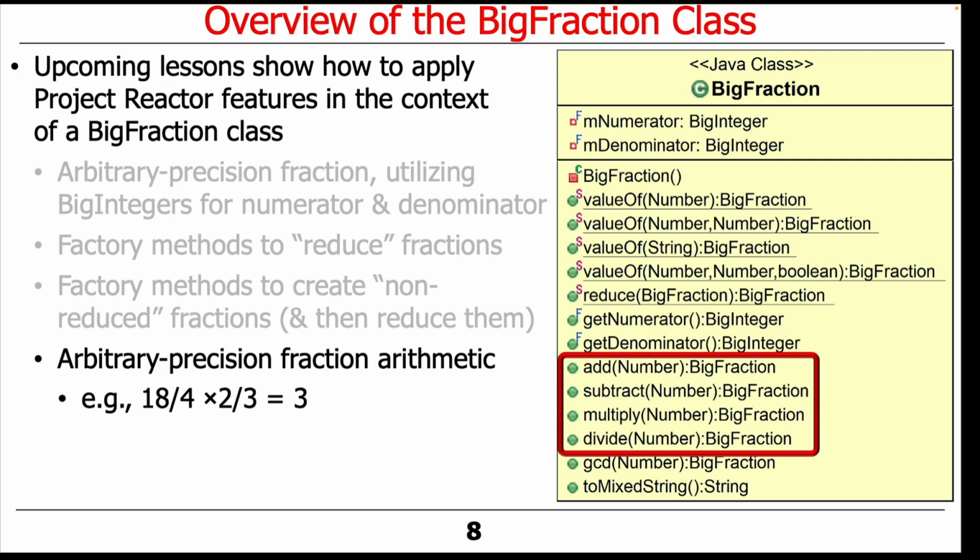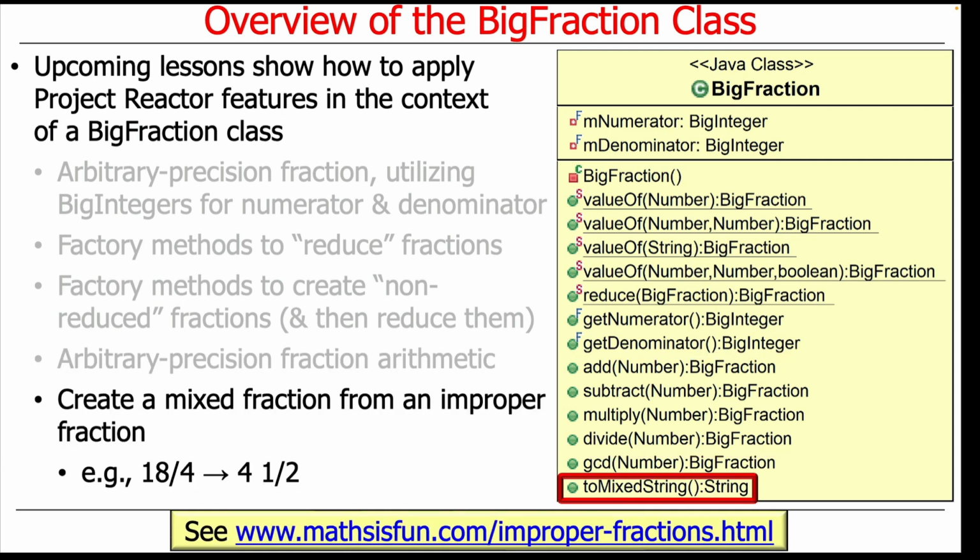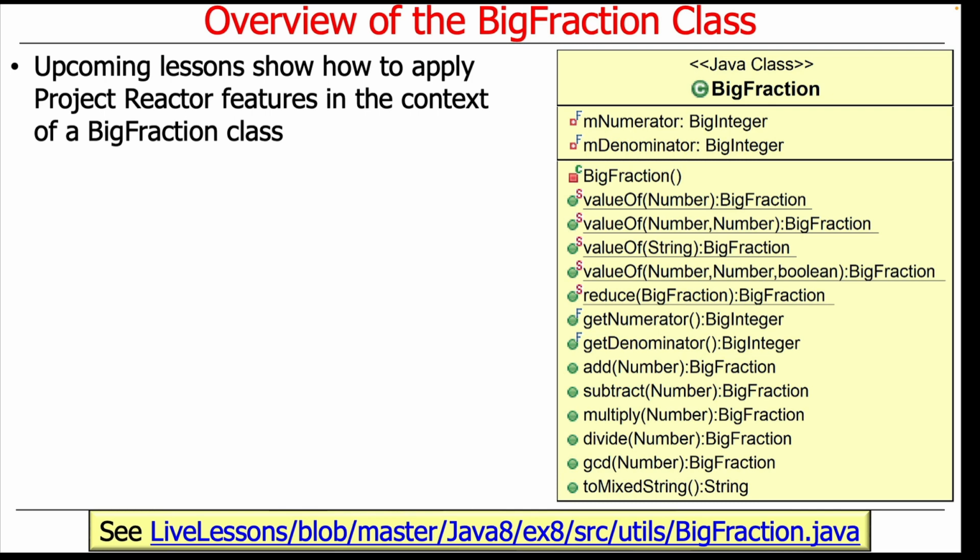You can also do arbitrary precision fraction arithmetic, where you take fractions and multiply them or divide them or so on to get the results. And then there's also a way to create a mixed fraction from a so-called improper fraction. So if we have 18/4, that's actually an improper fraction, which is kind of a funny name. Sounds like it did something wrong. You should get a citation or something. And we can convert it into a mixed fraction like 4 1/2. And you can get the code for this in a lot of the examples we're about to talk about.